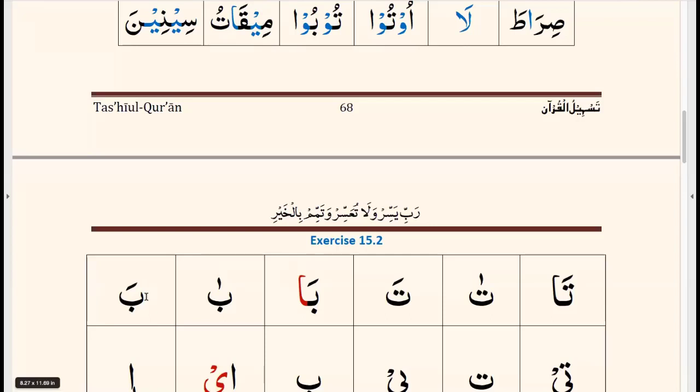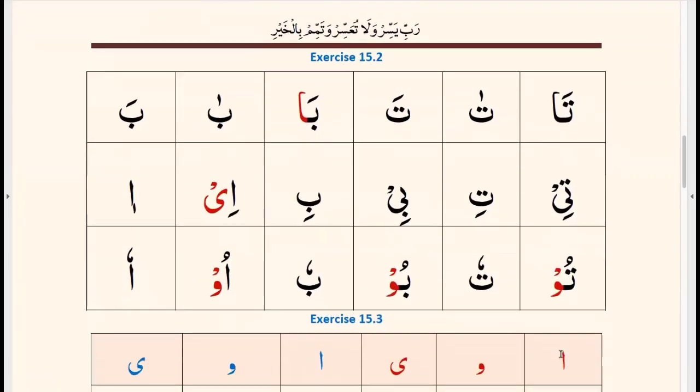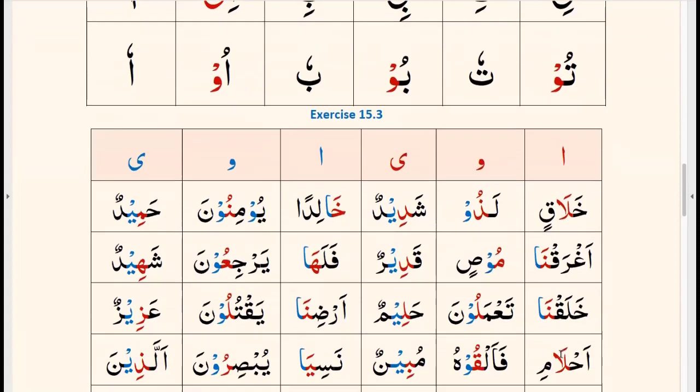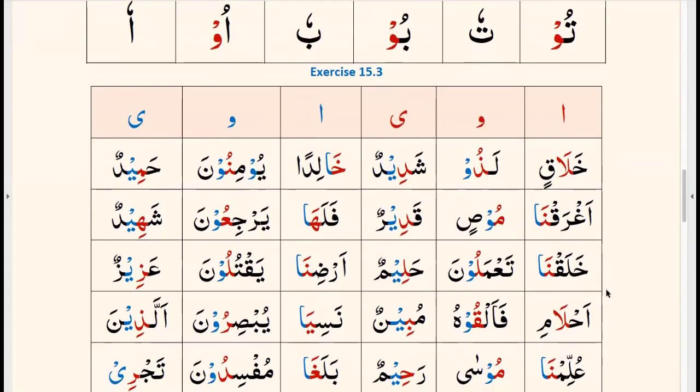Jazakumullah G1 516. Allah Hafiz. Okay, let's carry on to our next exercise. If I could have another student to the mic, please. G1 517, please unmute yourself.